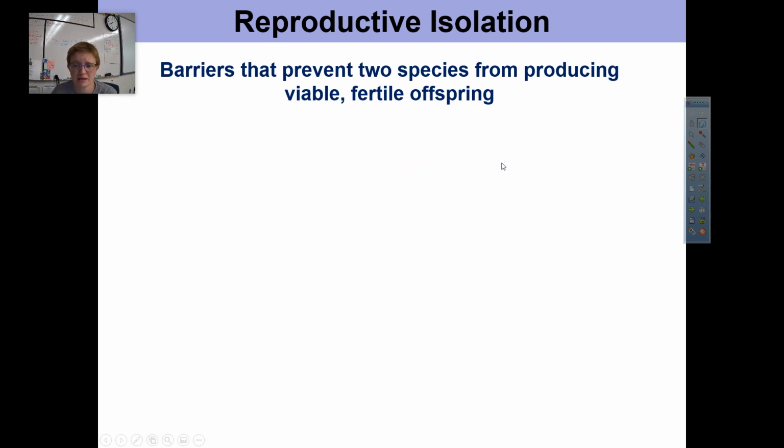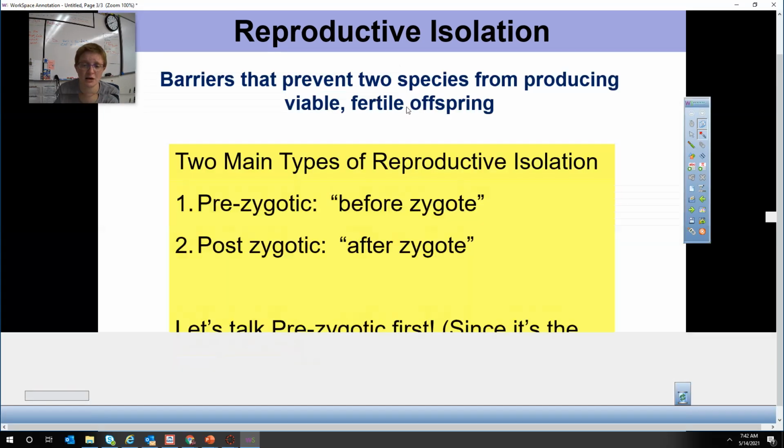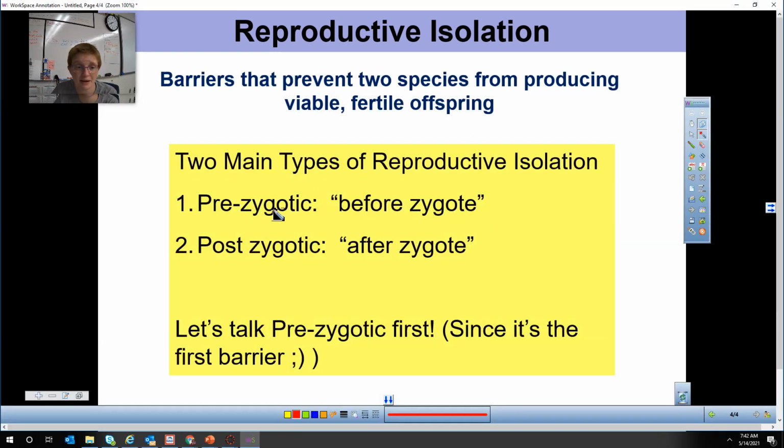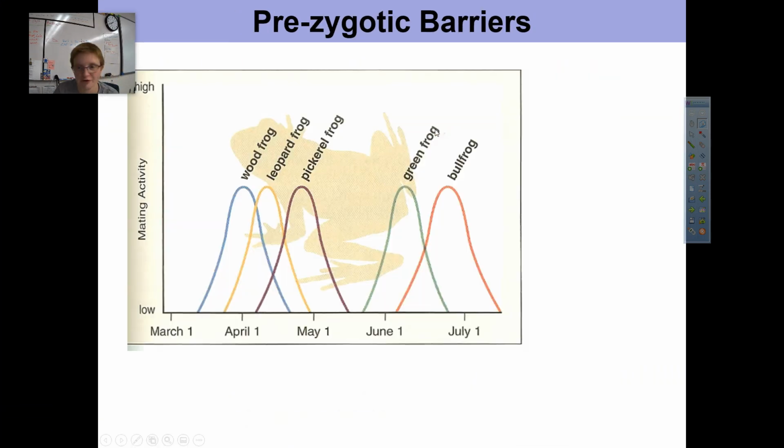So let's talk about some barriers that prevent species from producing fertile offspring. This is how we get reproductive isolation. There are two main types of reproductive isolation, and you're going to probably want to write a list of these. We'll talk about a few different pre-zygotic barriers that you're going to want to write down, and a few different post-zygotic barriers. The first type of reproductive isolation barrier is pre-zygotic barriers, so we're going to talk about those first.